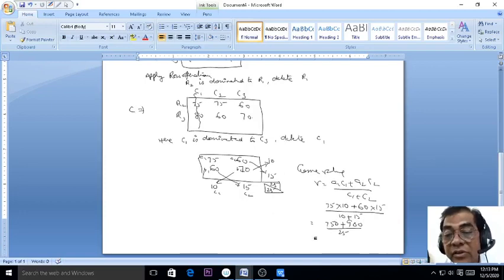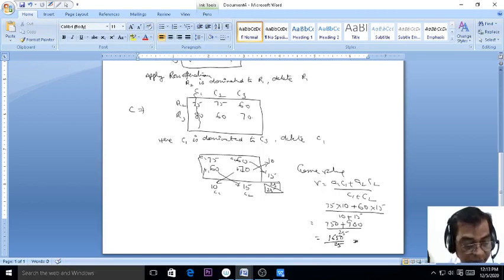So that is equal to 750 plus 900, 1650, divided by 25. 1650 divided by 25, so 66. So the gain is equal to 66.